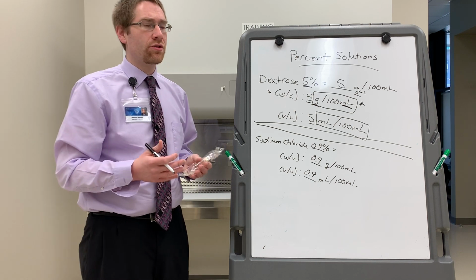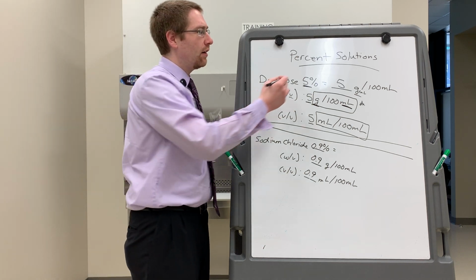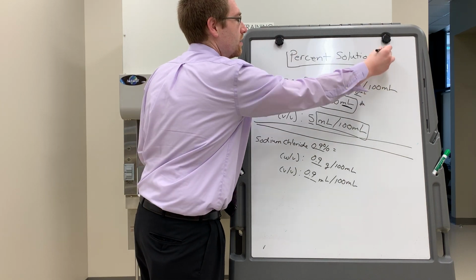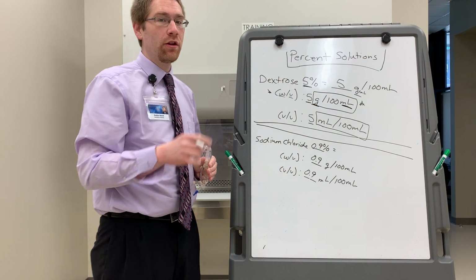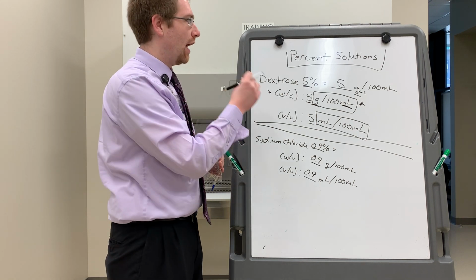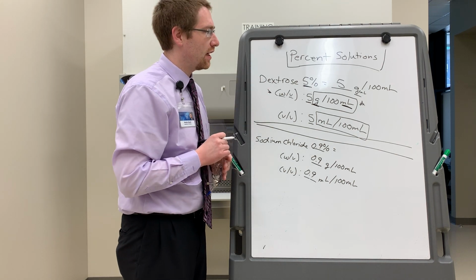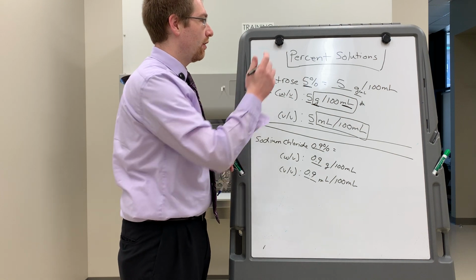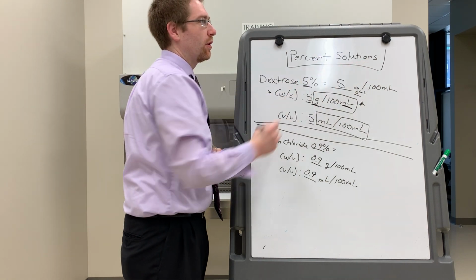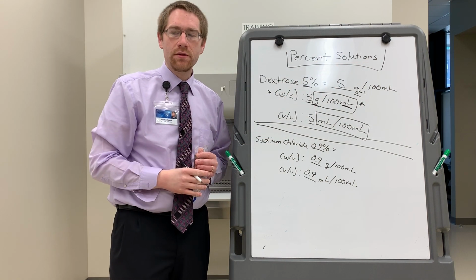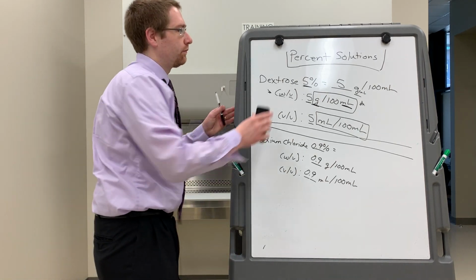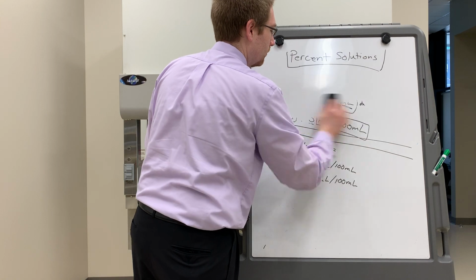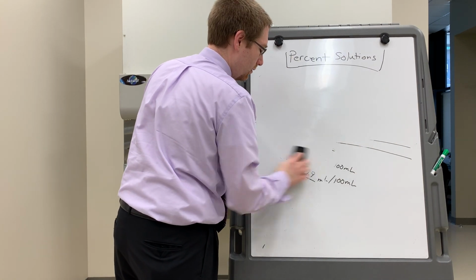So the only real trick when you are calculating percent solutions is to remember what number you're putting in front of the units and what those units are. So if we have a drug that's dextrose 5%, that means that there are 5 grams per 100 ml. Pretty simple, right? So let's put that into a problem. All right.